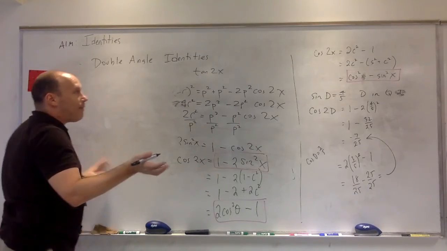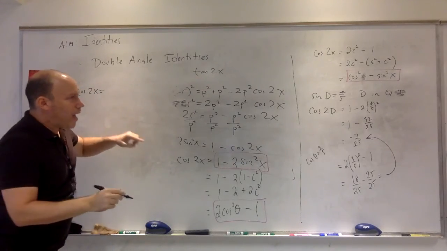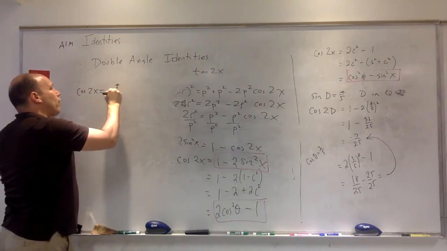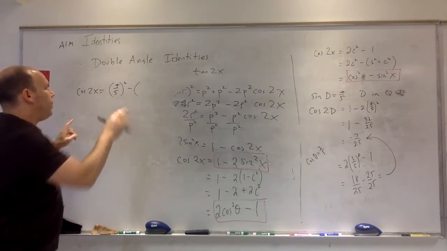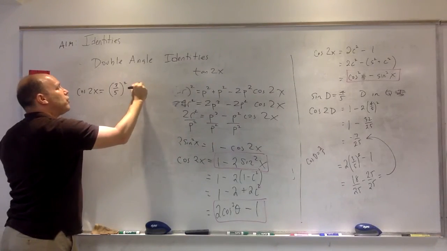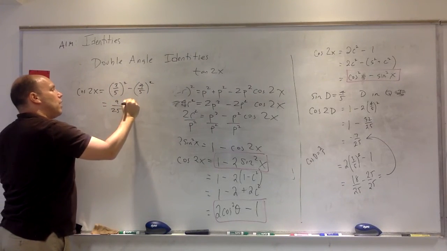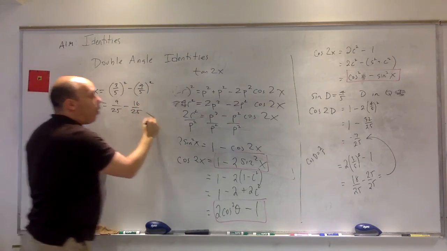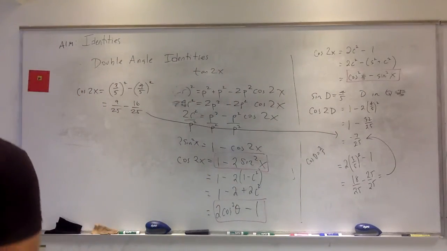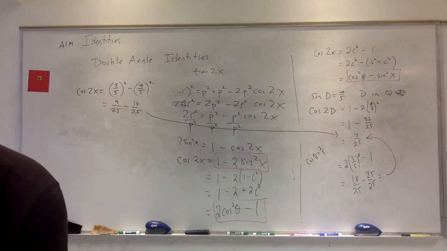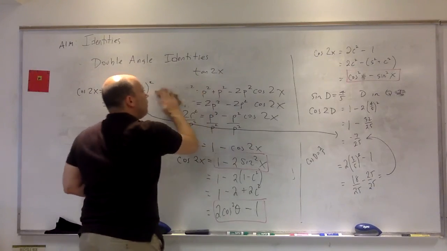The last thing is the tangent. How do we find the tangent of 2d for this problem? Well, some of you were saying, that's easy, because the tangent of 2x is simply the sine of 2x over the cosine of 2x. So the tangent of 2d is the sine of 2d over the cosine of 2d.